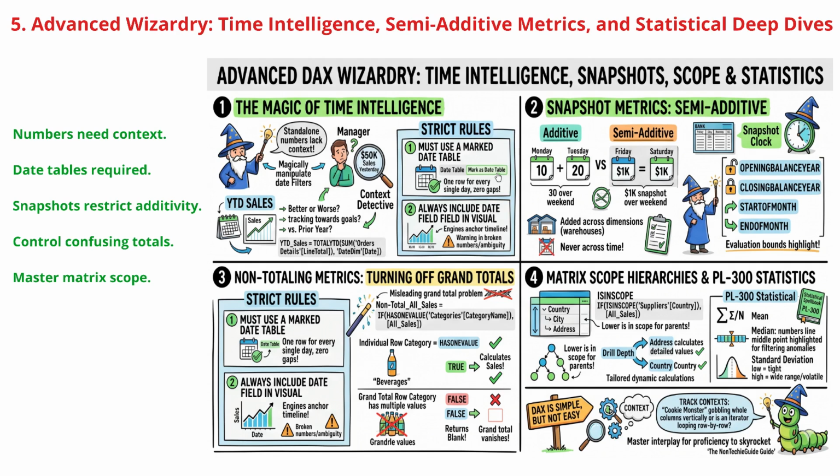Tired of misleading grand totals? Erase them using smart conditional logic. Finally, conquer matrix hierarchies with scope functions for dynamic drill downs, and polish up statistical essentials like mean, median, and standard deviation.